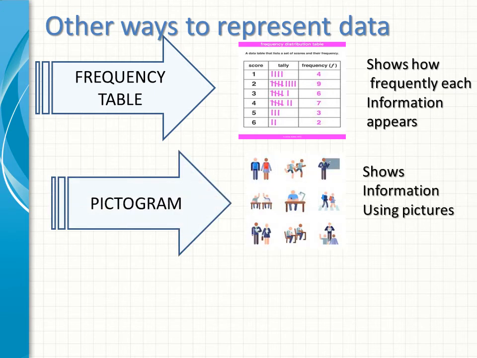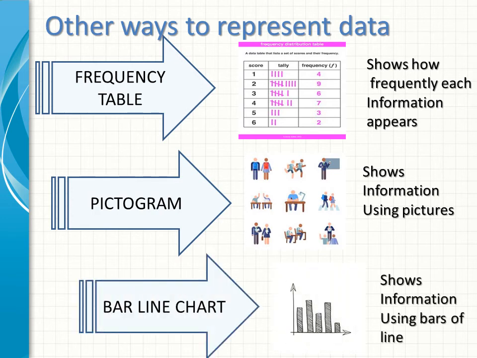The second one is the pictogram. The pictogram will show you information using pictures. Remember we said that? It will show you information using pictures. And finally, the bar line chart. It shows information using bars of line, not like the line graph we just looked at.